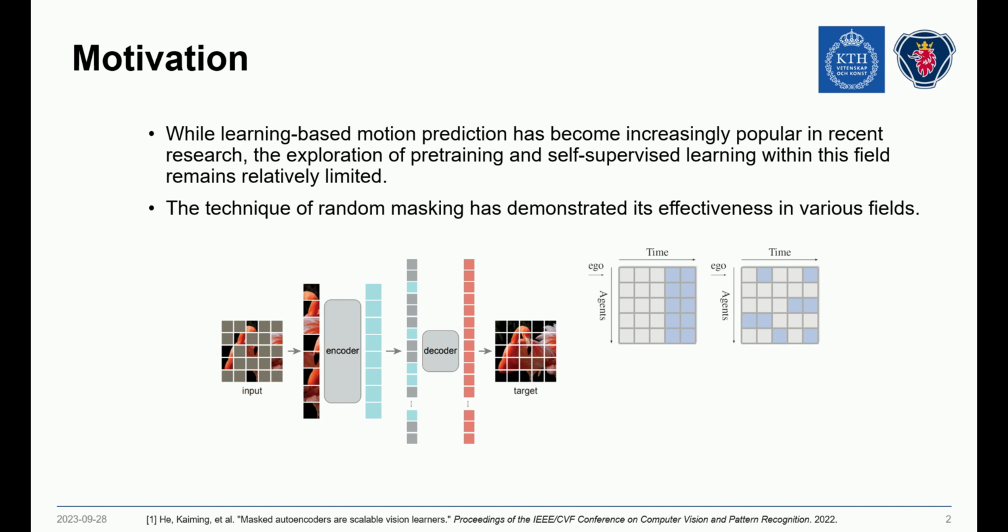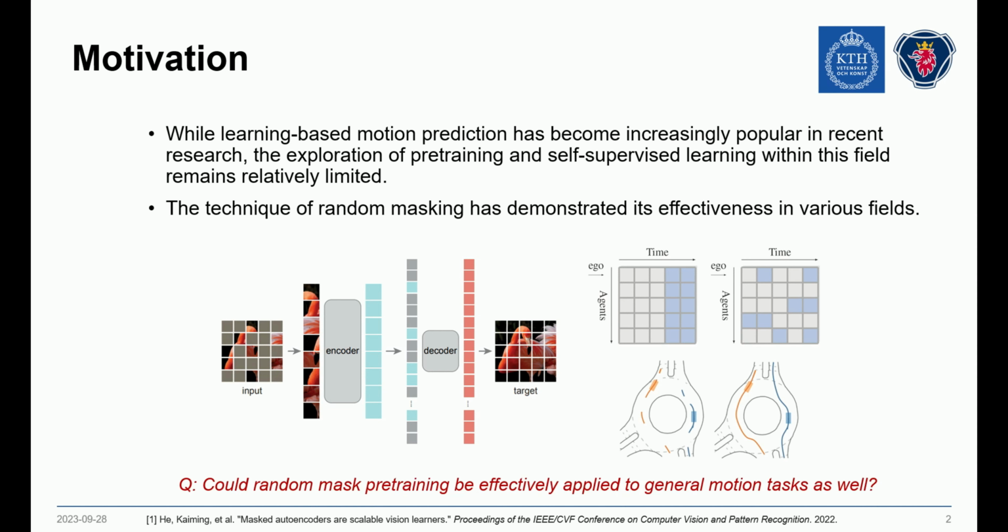Inspired by SceneTransformer, the motion prediction task is also linked to masking on the fusion of time sequential data of road users, as shown in the grids, with time and agents forming the two axes. In this format, motion prediction becomes a unique masking task, wherein future states are masked in blue, and we can apply random masks easily as shown here. In reality, the masking effect looks like this. Then it leads us to a natural question. Could random mask pre-train be effectively applied to general motion tasks as well?